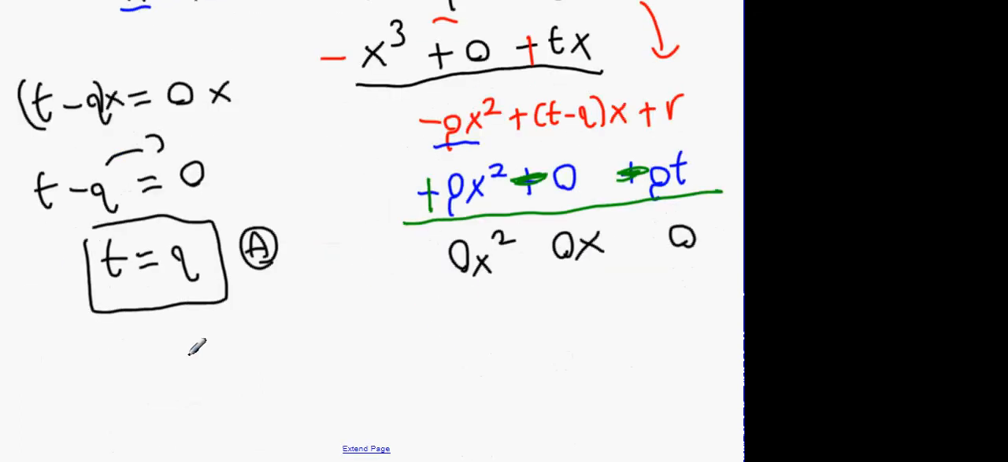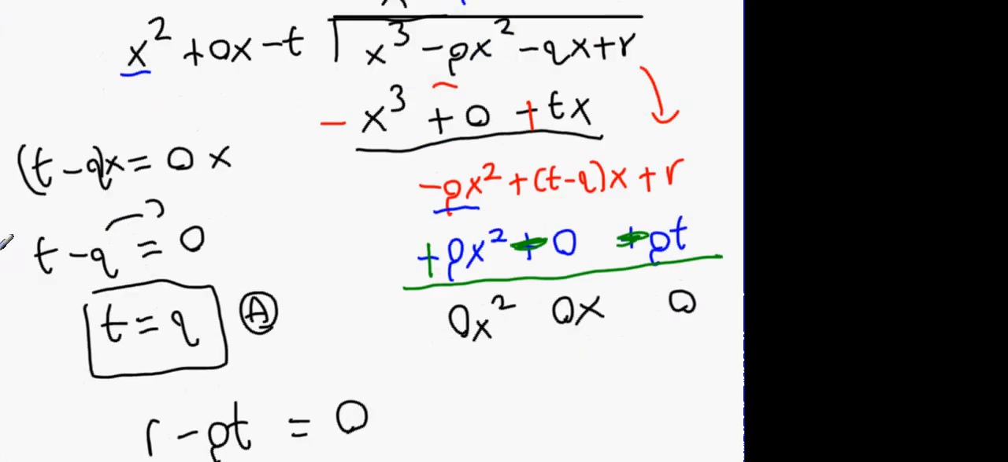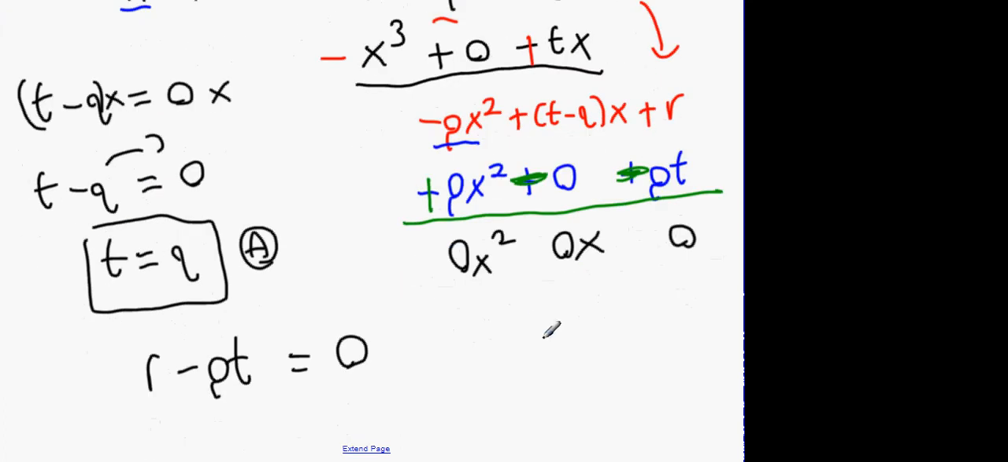r minus pt. Yes, r. Sorry guys, I think it's r. Yeah, it's r minus pt. r minus pt equals 0. I'm going to go back to the top, see what I'm proving. I want to show that pq equals r. pq equals r is the goal.